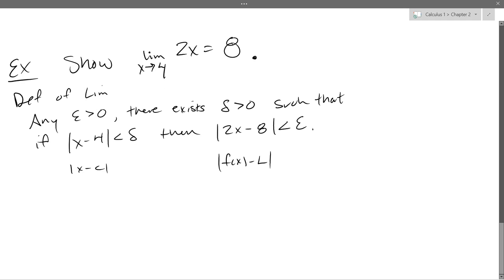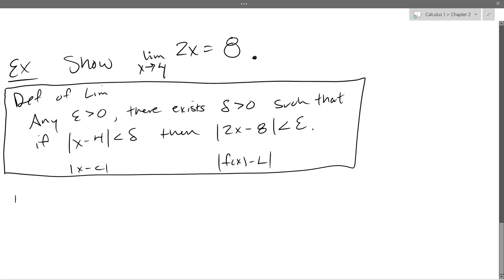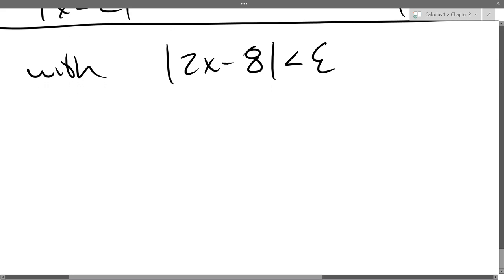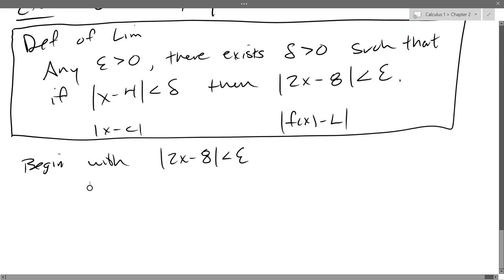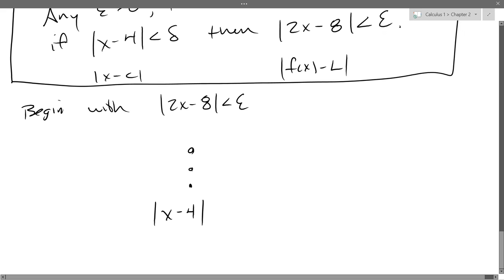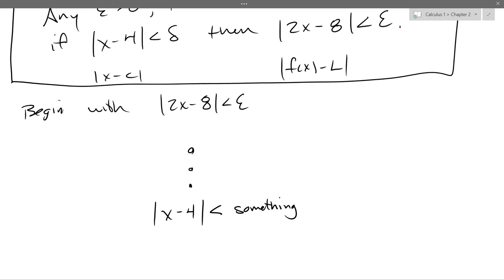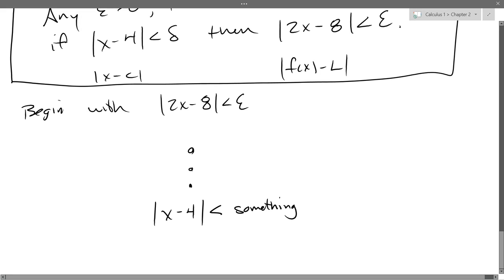So I said you start at the end and then go back to the beginning. So we're going to start with the inequality |2x - 8| < epsilon. All right, we want to do some algebra and get down to |x - 4| less than something. How do I turn 2x - 8 into x - 4? So we will multiply by half or divide by 2. You're going to find that multiplying or dividing is a very common way to solve these.